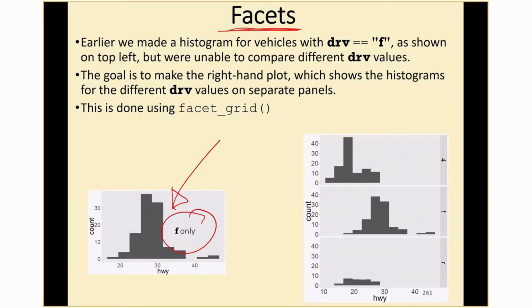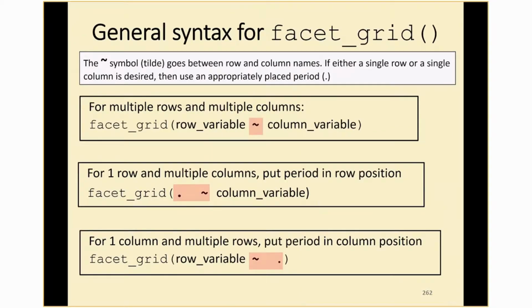So what I'm going to do is create a series of panels. I'm going to have one panel for the 4-wheel, one panel for the front wheel, and the third panel for the rear wheel drives. In order to do that, the function that's going to be used is facet grid. So the general syntax is shown here. Facet grid produces a grid with row and column names.